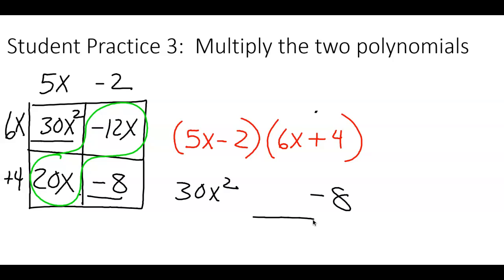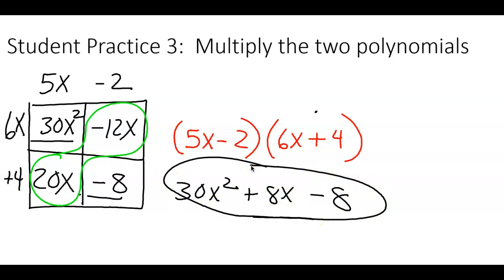So let me talk to Vidal. If I add these two together, what do I get? 8x. And it's a positive 8x, right? So final answer is this. Okay? So that's multiplying two polynomials, a binomial times a binomial.